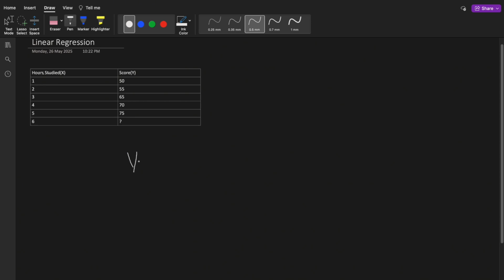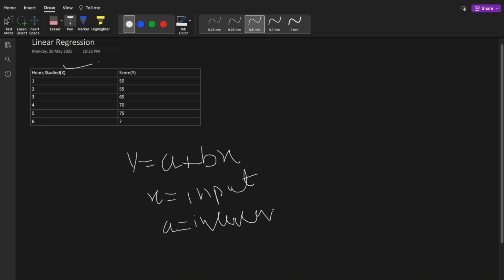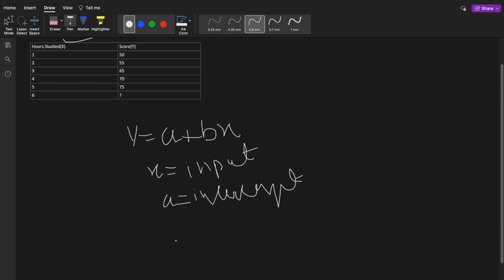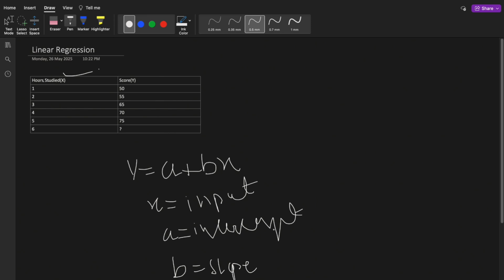To calculate the linear regression, we got y prediction equals a plus bx. So here we got x, which is the input value, so that will be the x. After that we got a, which will be the intercept, and then we got b, which is the slope, and then we have the formula for a and b.